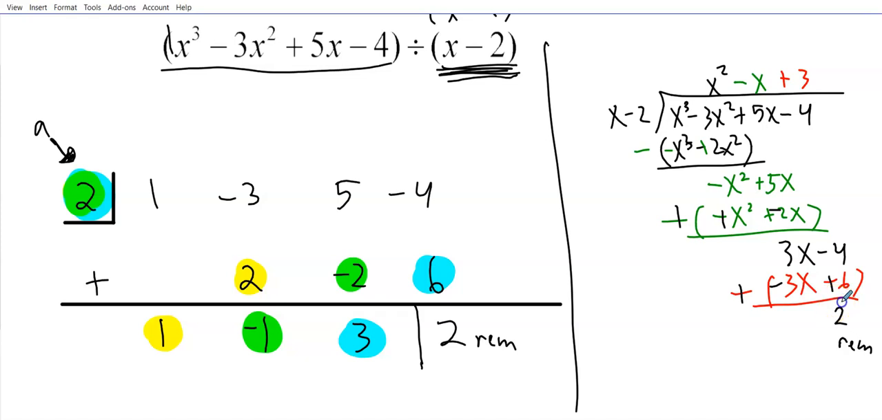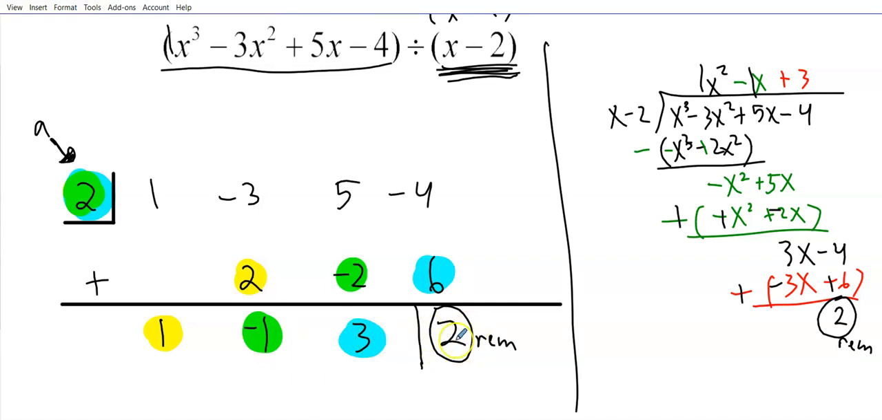Well, one thing that's interesting, the remainder is the same. Well, that's interesting, isn't it? Look at our quotient. I don't know if you find a correlation here. So I have 1 as my first coefficient, -1, and 3. 1, -1, and 3 are my coefficients. Oh my goodness, we get the same answer.